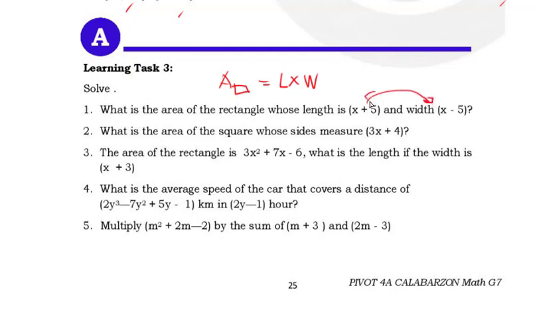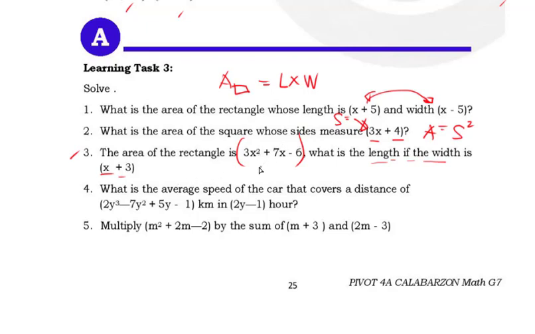Ito, saka yan. Number 2, what is the area of the square whose side measures 3x plus 4? So, area again. So, ano bang area ng square? Area of the square is s square. Ano po ba ang s? Ito po ang s. Ito po yung side. Yung pong side ay i-square lang ho ninyo. Next, number 3. The area of a rectangle is, so ito naman po yung area. What is the length if the width is x plus 3.